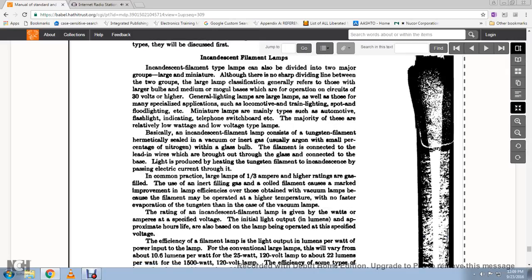Basically, an incandescent filament lamp consists of a tungsten filament hermetically sealed in a glass bulb with a vacuum or gas, usually argon, with a small percentage of nitrogen. The filament is connected to lead wires, which are brought through the glass and connected to the base. Light is produced by heating the tungsten filament to incandescence by passing electrical current through it. In common practice, large lamps above one-third of an amp are gas filled, using an inert filling gas to coil the filament, which improves lamp efficiency over that obtained with vacuum lamps, because the filament may be operated at a higher temperature with no faster evaporation of the tungsten than in the case of vacuum lamps.